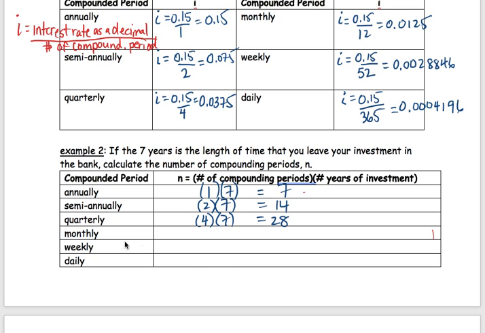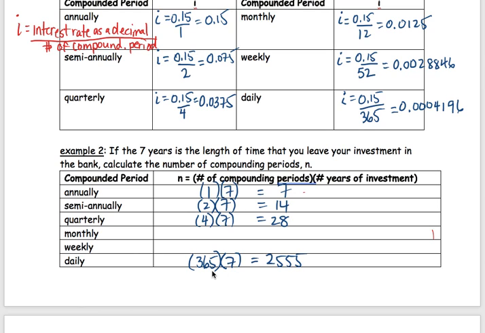All right, and if we do these out of order, what if it's daily? Okay, so daily means the interest gets given to you every day in a year. So 365 days in a year, so 365 times in 1 year. So now if you do this for 7 years, you're going to multiply this by 7. And you get 2,555 times the interest will get plunked onto the investment. So that's why this daily interest, if you can get something like that, that's a great account to have, okay?